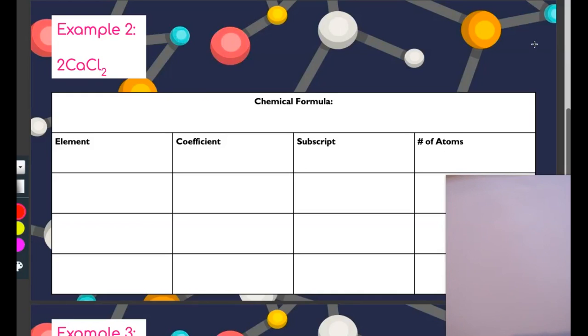So now we'll look at this second example, 2CaCl2. So our chemical formula is, of course, 2CaCl2. And I will put some brackets there to help us analyze. So first we'll identify our elements. First we see a Ca, which, looking at our periodic table, tells us that is calcium. And we see a Cl, which our periodic table will tell us represents chlorine.